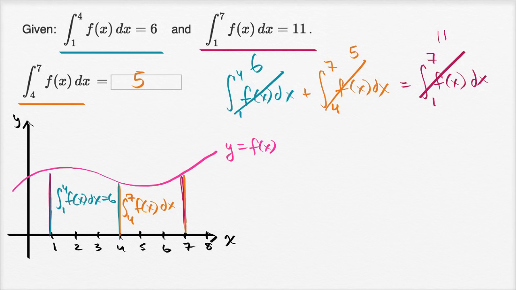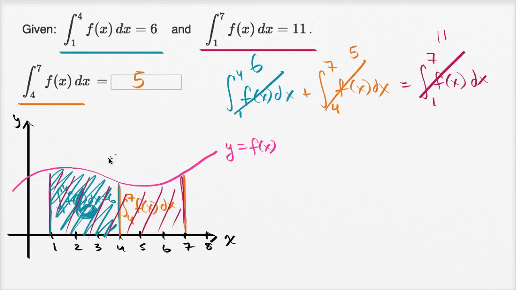Another way to think about it, if this region right over here is 6, so that has an area of 6, and the whole region, if everything has an area of 11, so if that plus that has an area of 11, well, then the stuff that we don't know, this orange region, is going to be 11 minus 6. So this region right over here is going to have an area of 5.